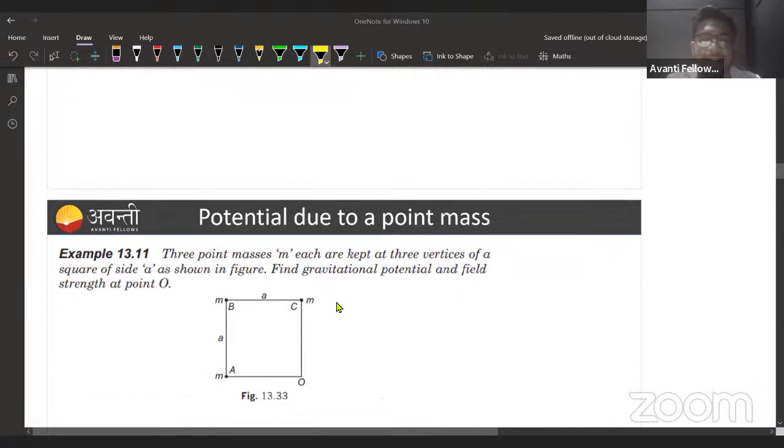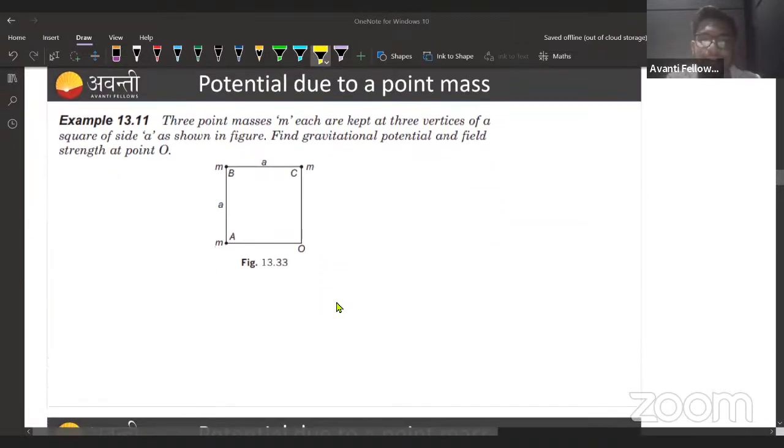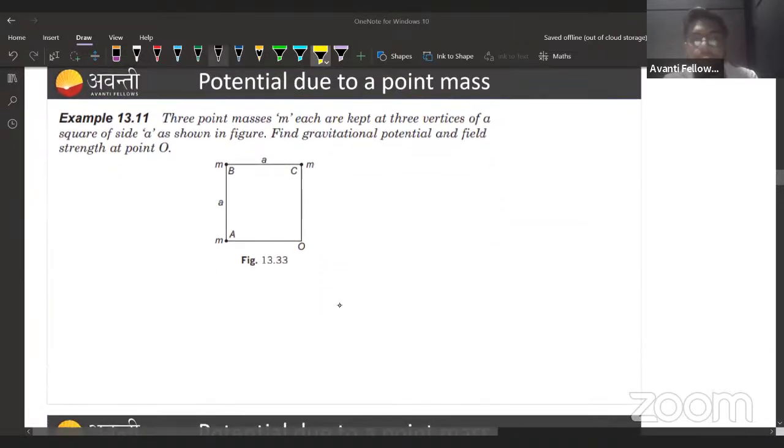Okay, so this is the question. I'm giving you guys 2 minutes to solve it. There are three masses m, m and m at points A, B and C respectively. What you have to do is calculate the gravitational potential and field strength at point O. Come on guys, calculate it. Your 2 minutes starts now.